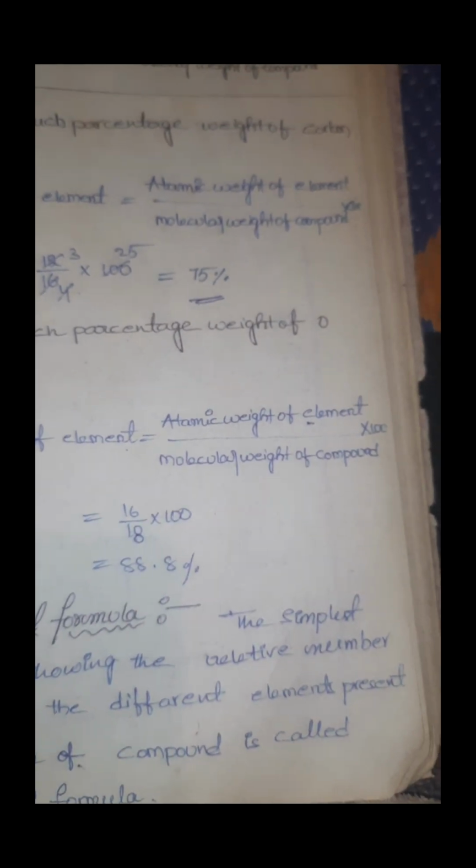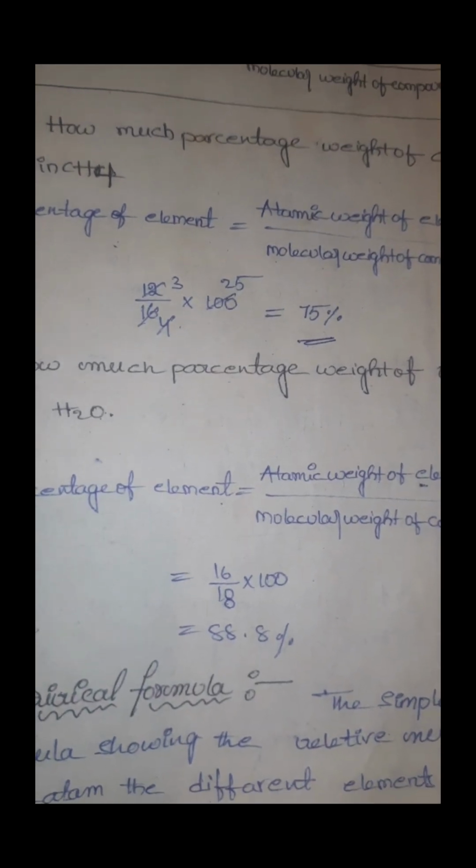Percentage of element equals the atomic weight of the element divided by the molecular weight of the compound, times 100. The atomic weight of the element is 12. The compound weight is 16, times 100. So 75% of carbon is present in CH4. In a similar manner, you have to calculate the given examples.